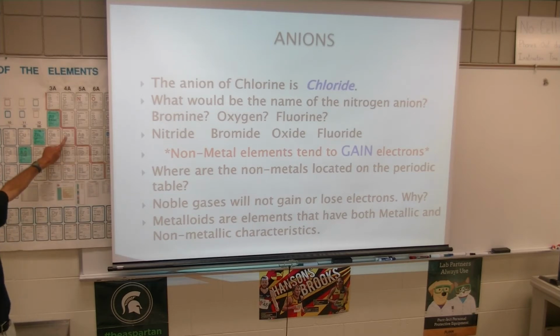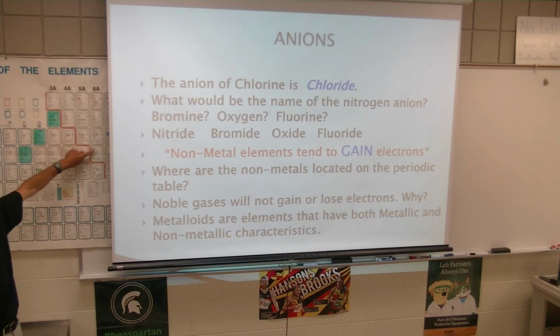On the left side of the staircase, we have germanium and antimony. Again, notice how they are touching the staircase. Germanium and antimony. So boron, silicon, arsenic, tellurium, all these elements are touching the staircase on the right side.